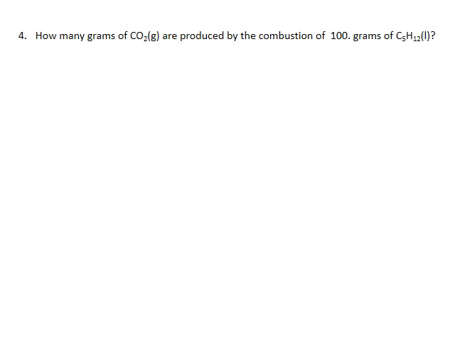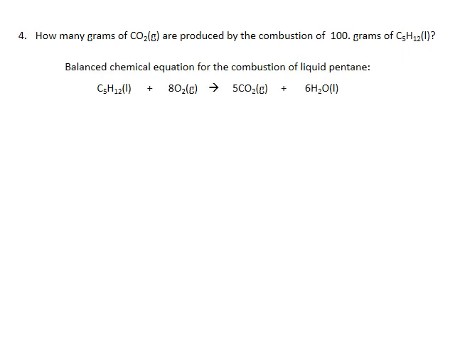Question 4 asks how many grams of carbon dioxide are produced by the combustion of 100 grams of pentane. In order to answer this question, we need the balanced chemical equation. This time we're starting with 100 grams of pentane, and we're asking how many grams of carbon dioxide.